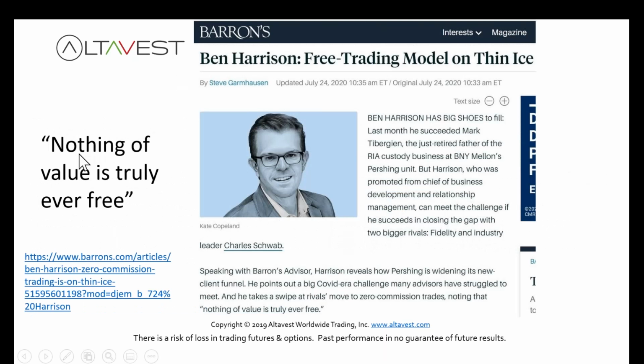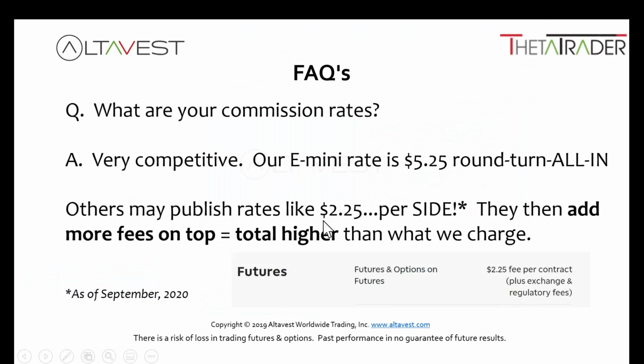And I'll end on this with this little bit on commission talk. Nothing of value is truly ever free, okay? I think we can all agree with that comment. So with that said, what are the commission rates? Our rates are very competitive. We're trading options on Theta Trader, 5.25, that's round turn, and that's all in.